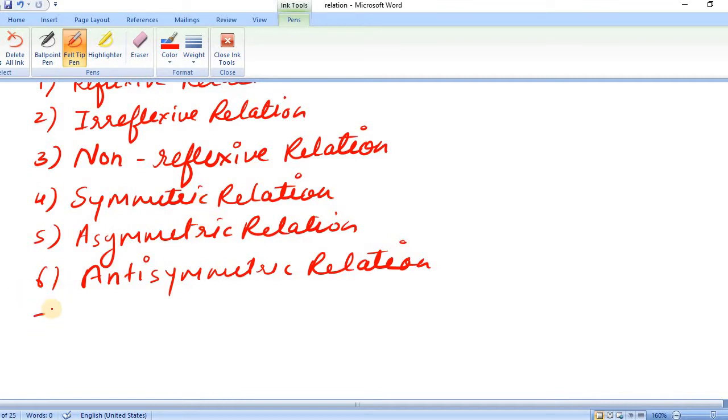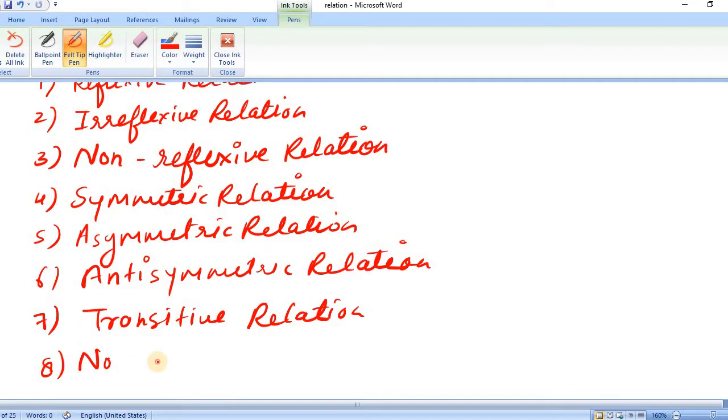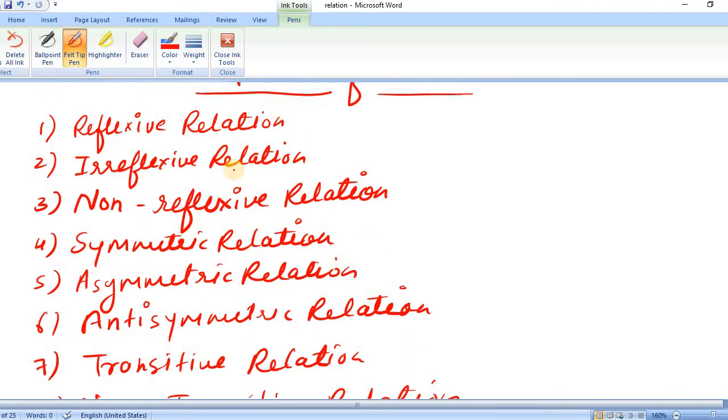So this is the seventh one, transitive relation. And the eighth, and we'll say the last property in this category, is non-transitive relation. Okay, so we have these 8 properties: reflexive relation, irreflexive, and non-reflexive.